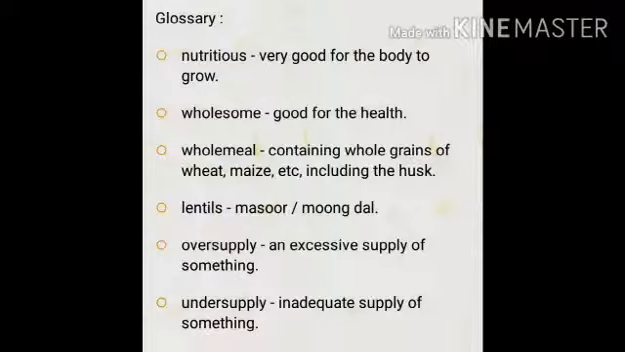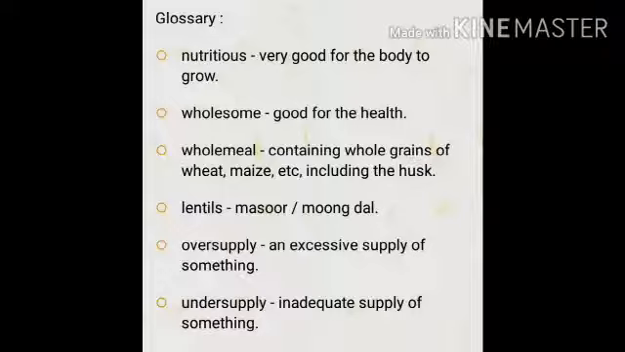Nutritious, very good for the body to grow. So nutritious means what? Which is very good for the body to grow. Then wholesome, that is good for our health. So whatever food we take should be good for our health. Whole meal, containing whole grains of wheat, maize, etc., including husk. So whole meal is nothing but food which contains the full grains, which is fully made up of wheat, maize, even husk, even barley also.